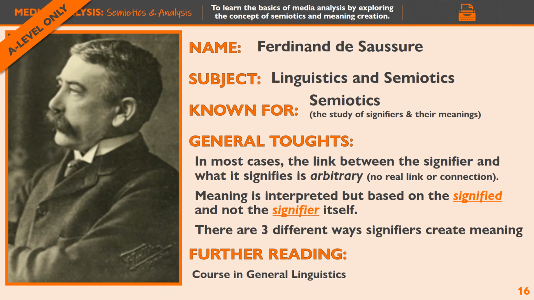He also says that meaning is interpreted, but it is based on the signified, not the signifier. So when we look at a media product, we're not looking at the signifier and saying that's the meaning. We're looking at what that thing, that signifier, is pointing to. And the thing it's pointing to, the meaning it's trying to direct us at, that's what's important. And he also says there are 3 different ways that this works, and we're going to look at those over the next few slides.